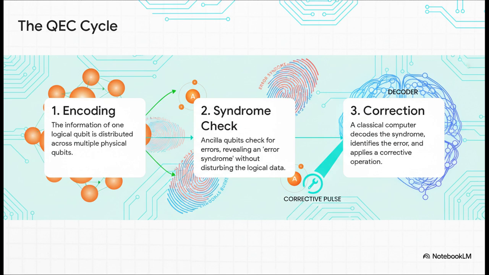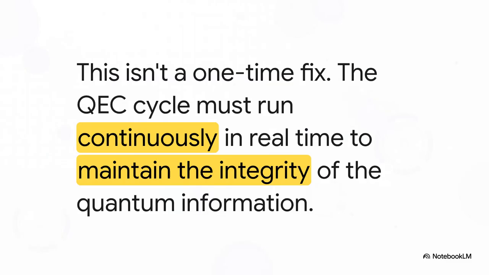Now, they don't look at the data itself, that would collapse the quantum state. They just check for disagreements among the qubits. This reveals what's called an error syndrome, which is basically a fingerprint of the specific error that happened. Third, that syndrome, that fingerprint, gets fed to a classical computer which acts like the brain of the operation. It figures out what went wrong and where, and then zaps the system with just the right pulse to correct it. And I really want to stress this.